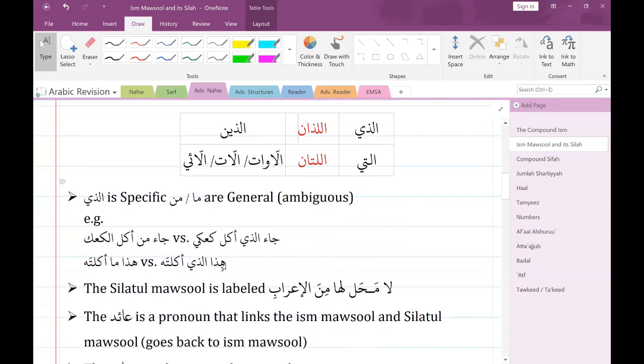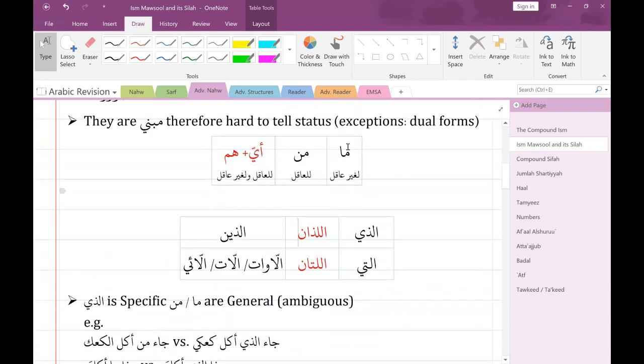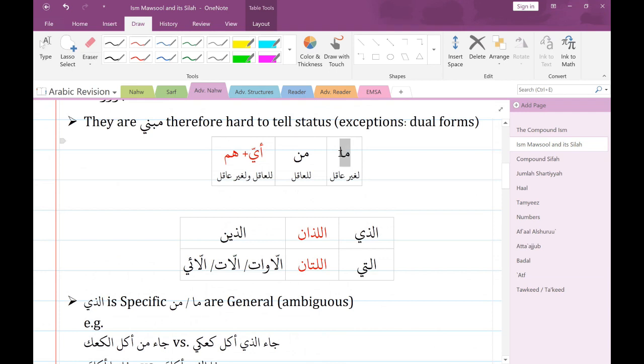The other thing we need to know about Ism Mawsool is that alladhi is specific. It means I'm talking about a specific thing. So this is the entire chart of Ism Mawsool, the Asma'ul Mawsoola. You have ma, which is for non-intellectual beings, non-humans, and then man for human beings, for intellectual beings.